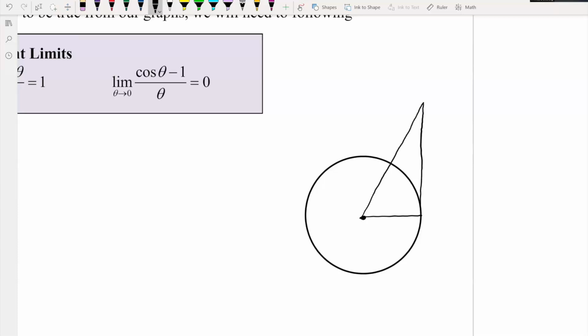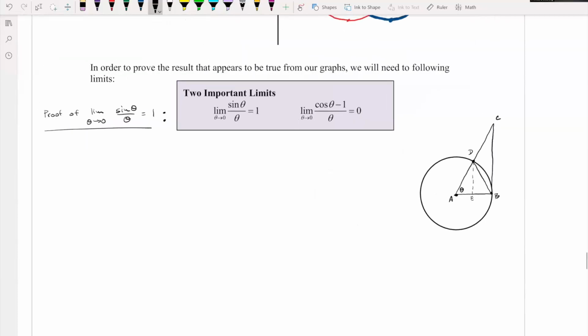And so I'm going to label this A, B, C. This point here will be D. I'm going to draw this. We'll call that E. We're going to put a central angle here of theta. And we're going to say this is the unit circle, or a unit circle. So let's call this a circle with center A has radius 1. And angle theta is in radians.